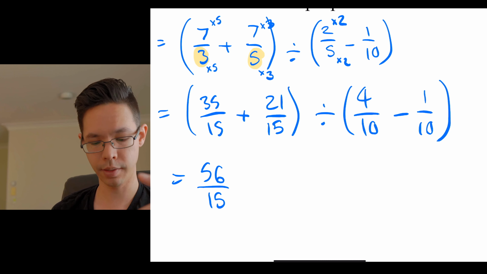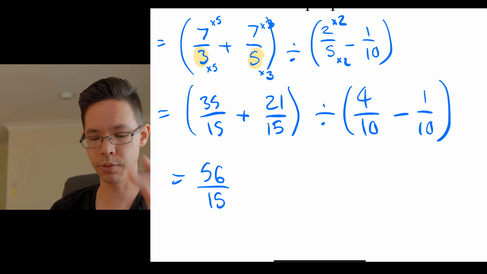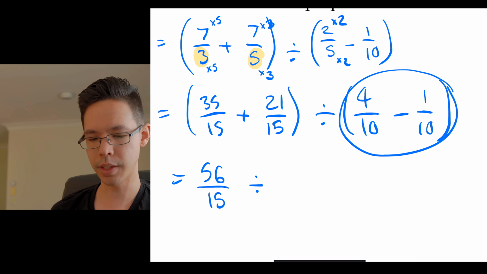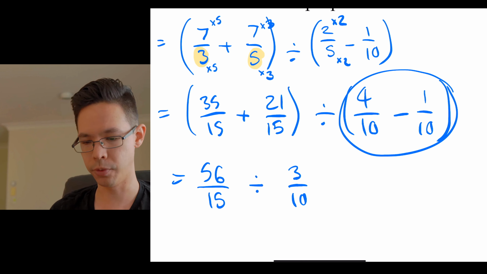Now there's nothing left. I still have my brackets, but they can just go away now because I've isolated down to a single number. Divided by 4/10 take away 1/10. This is going to leave us 3/10 remaining. And the brackets again, they fall away.